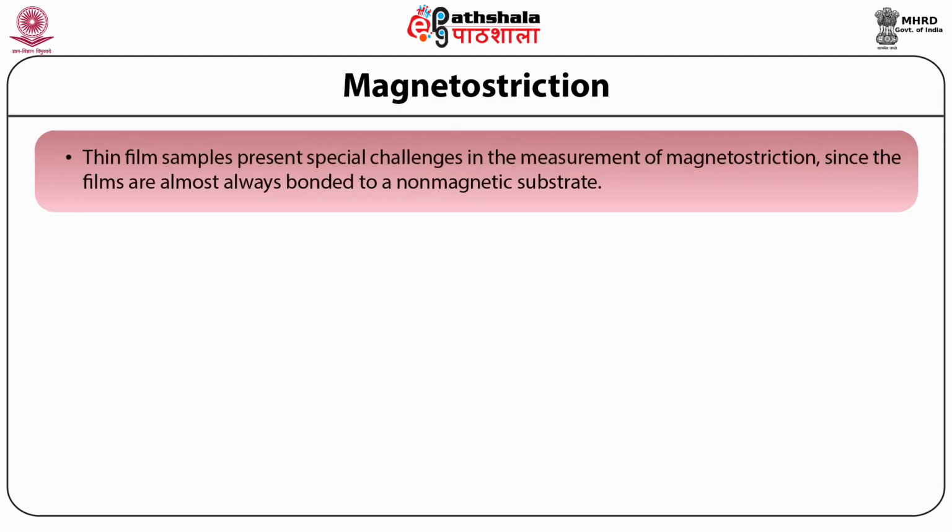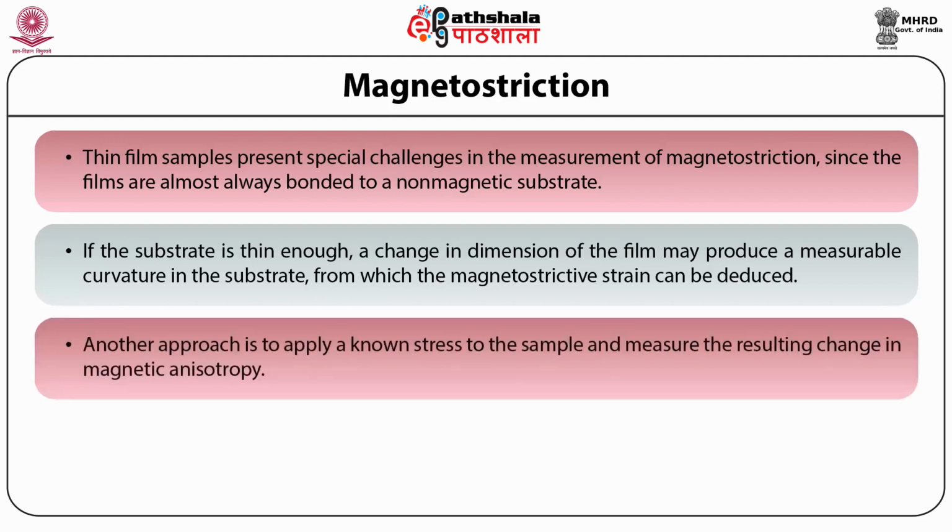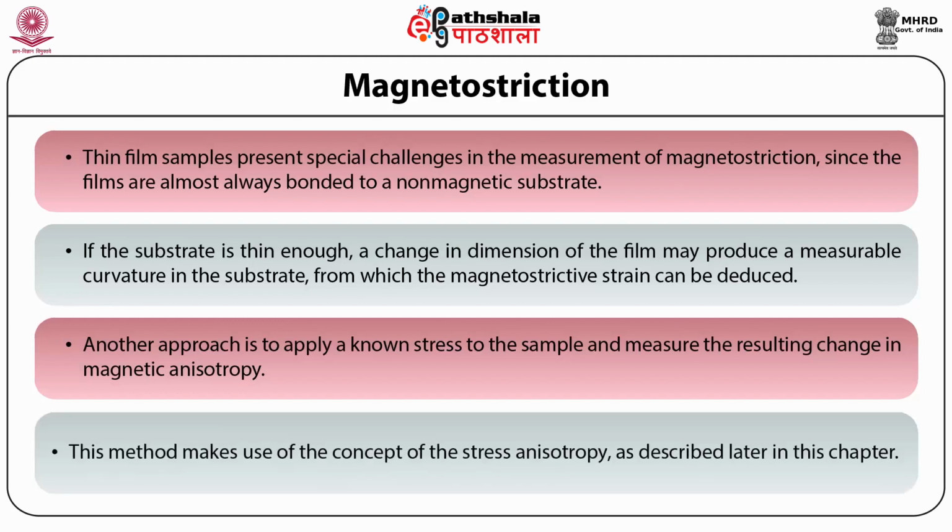Thin film samples present special challenges in the measurement of magnetostriction. Since the films are almost always bonded to a non-magnetic substrate, if the substrate is thin enough, a change in dimension of the film may produce a measurable curvature in the substrate, from which the magnetostrictive strain can be deduced. Another approach is to apply a known stress to the sample and measure the resulting change in magnetic anisotropy. This method makes use of the concept of the stress anisotropy, as described later in this chapter.